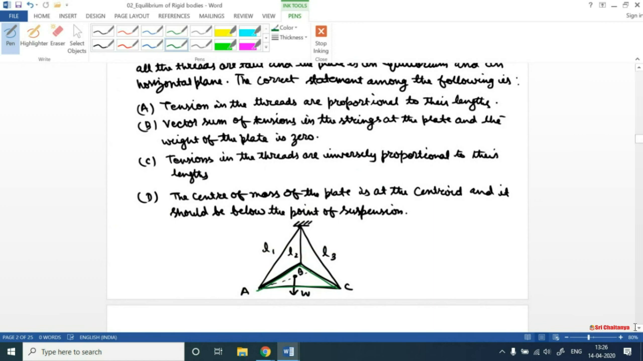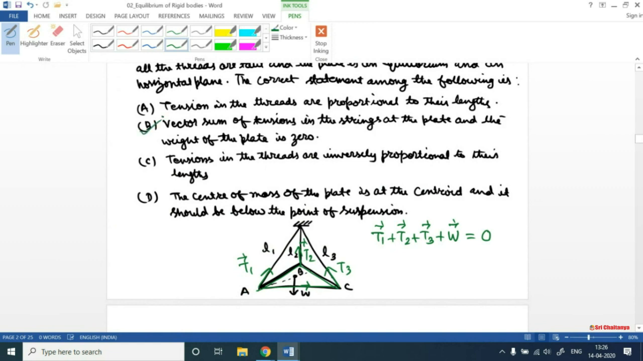So that definitely seems to be correct, because this triangular plate is in equilibrium, so the net force acting on this must be equal to 0. Let's say this is T1, this is T2, all these would be vectors, and this would be T3, and apart from that W is acting. So the net force would be T1 plus T2 plus T3 plus its weight, and the vector sum of all these is going to be a null vector. So definitely option B is correct.